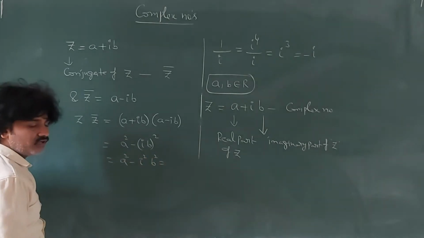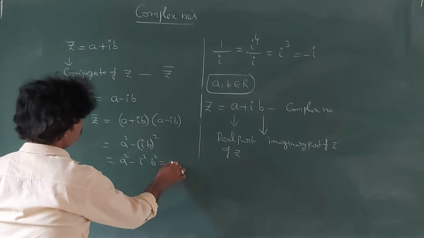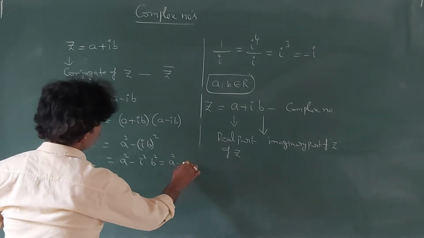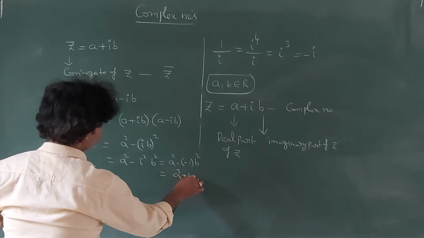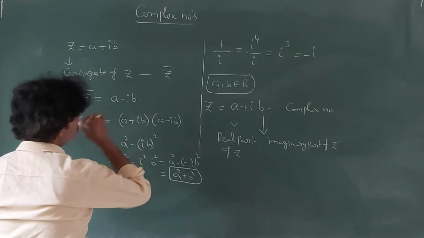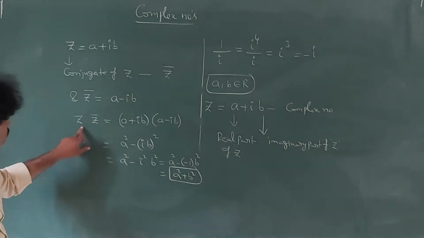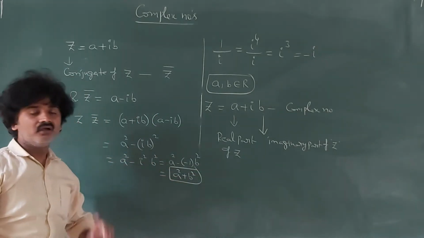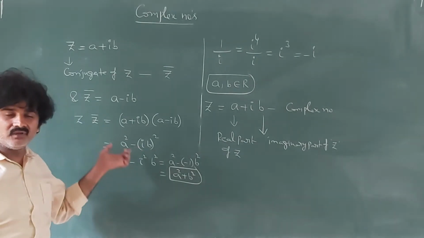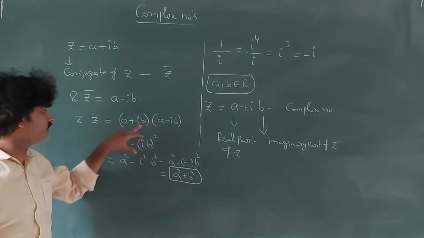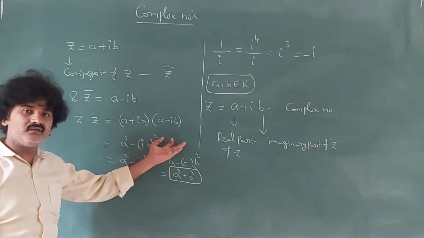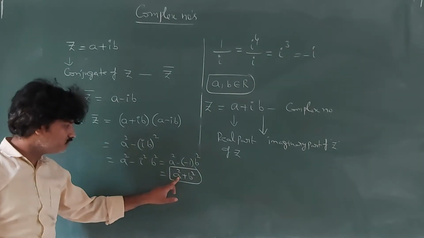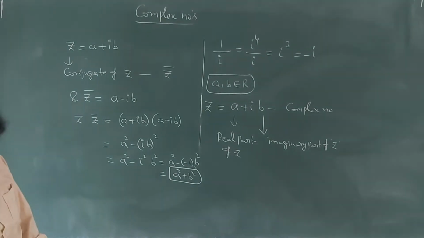What is i square value? Minus 1. So a square minus 1 into b square, which is a square plus b square. So z into z bar value is how much now? a square plus b square. While simplifying anywhere also, if we get it like this, directly remember this point: a plus ib into a minus ib gives a square plus b square.